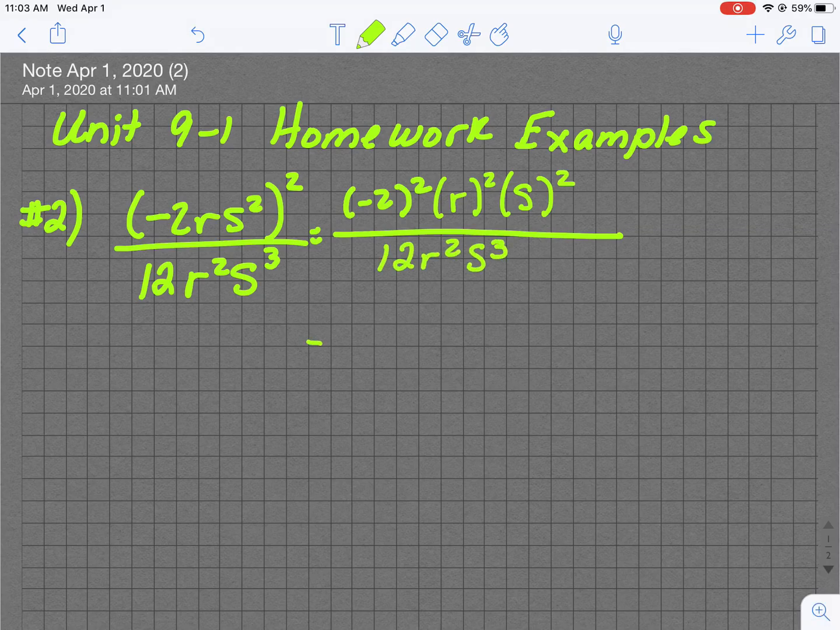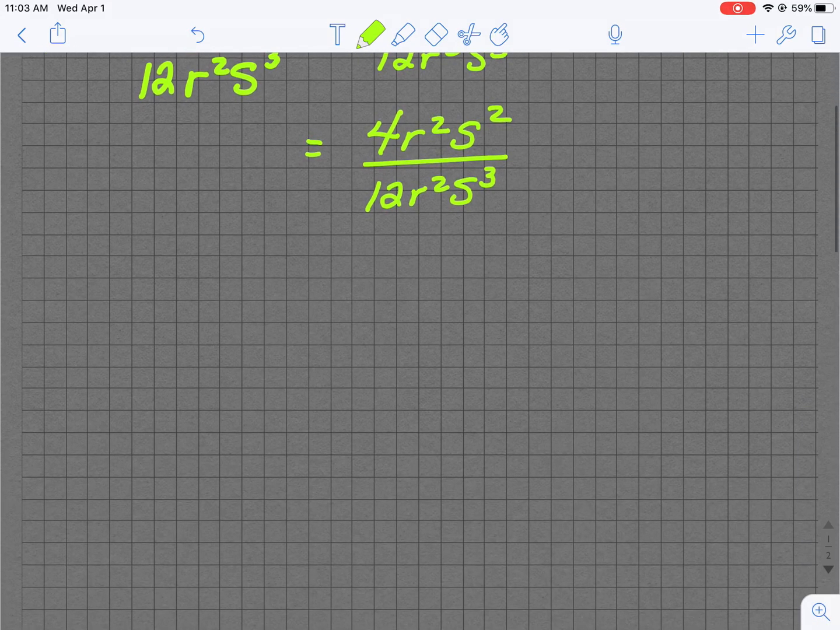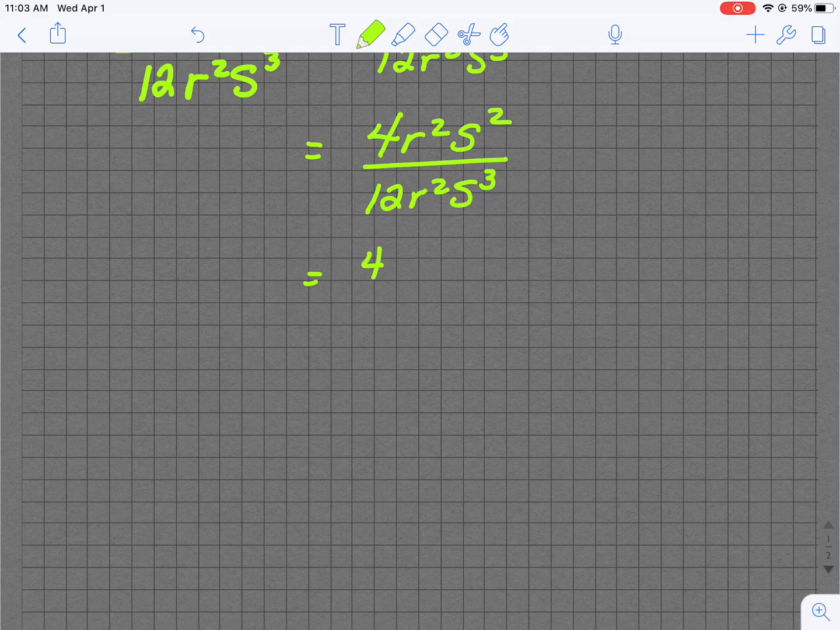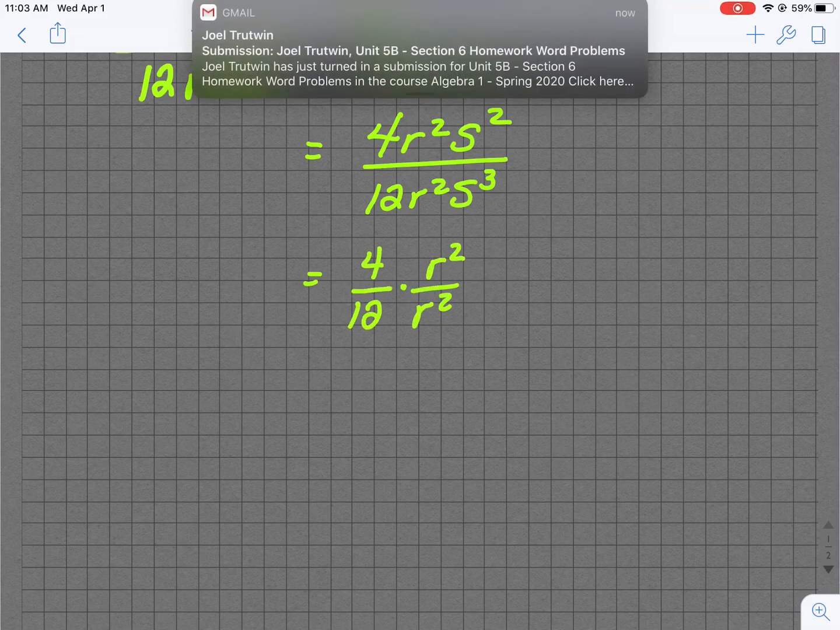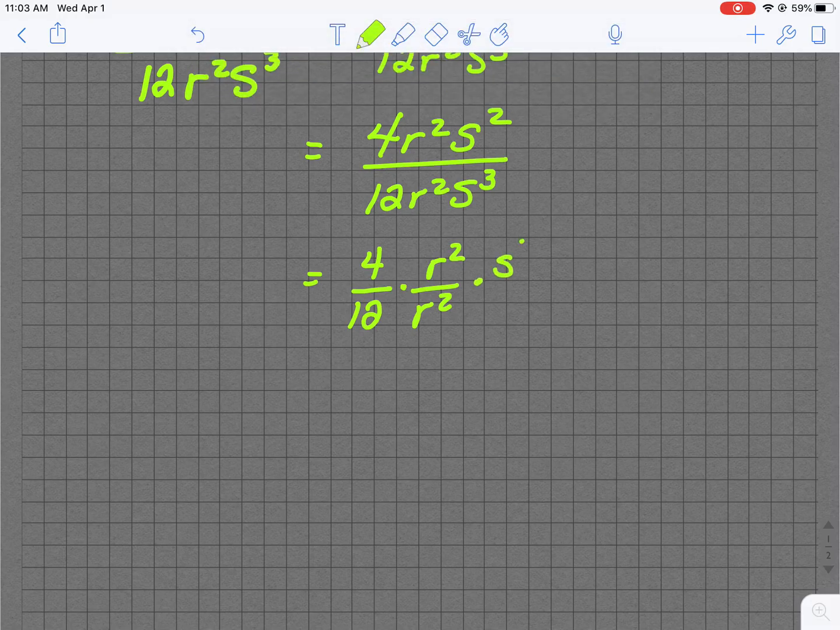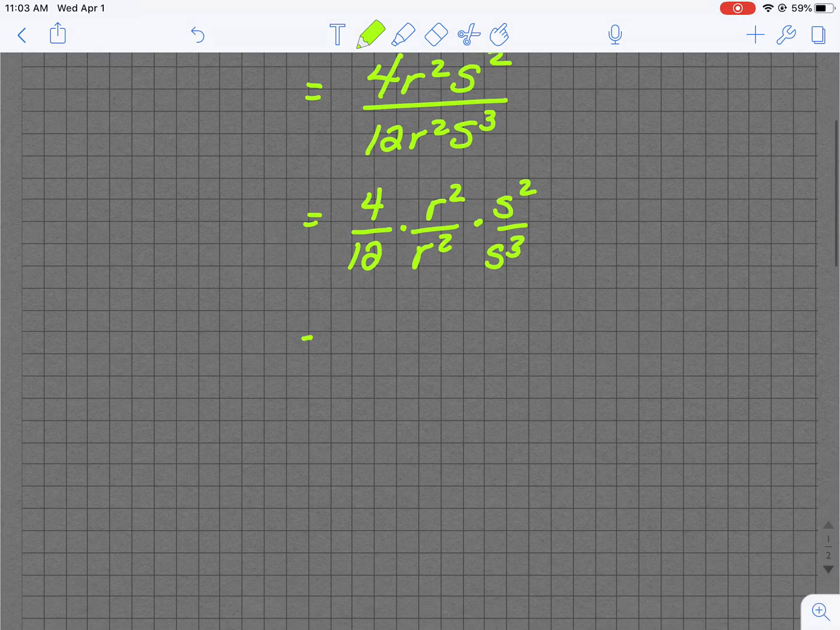So now in our numerator we have 4r squared s squared all over 12r squared s to the third. And then what we want to do is look at each piece separately. So 4 over 12, r squared over r squared, and s squared over s to the third. So then that simplifies down to 1 over 3. R squared over r squared cancels out. And s squared over s to the third means I can cancel out 2 of the s's.